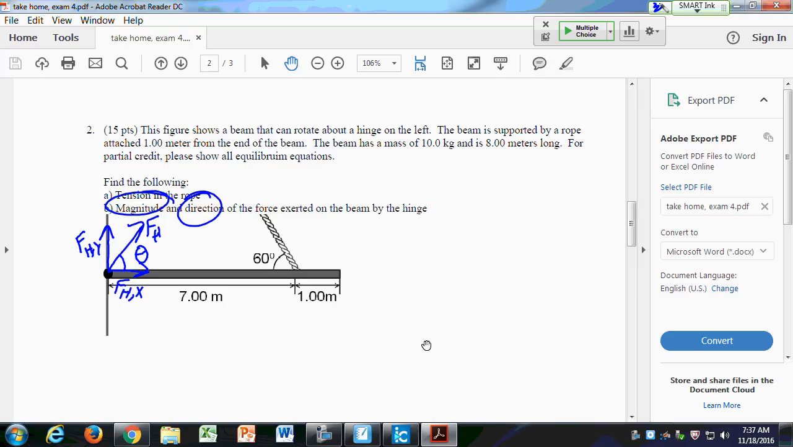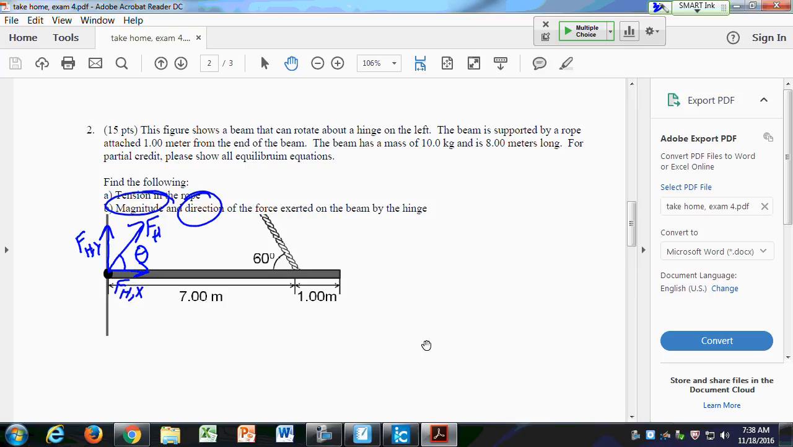Okay? A similar problem to what we had before. You'll need to think about what are the sum of the forces in the x, what are the sum of the forces in the y, and then also what are the sum of the torques, and where would you set your axis of rotation? Think to yourself, when you write the torques, where would you set the axis of rotation?